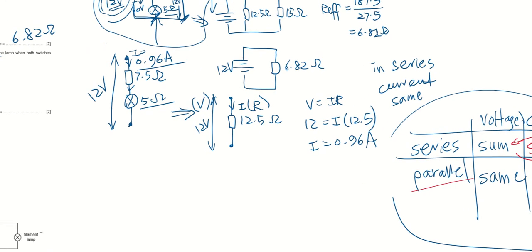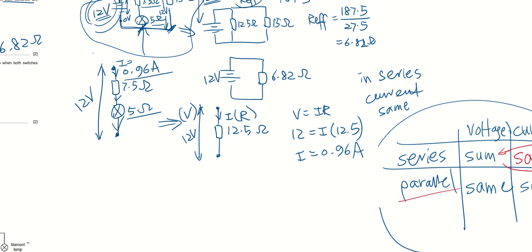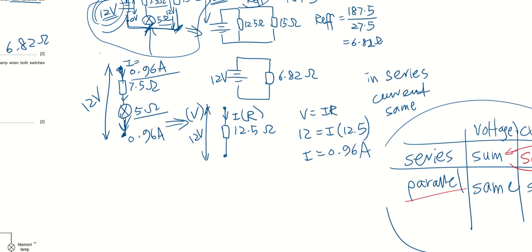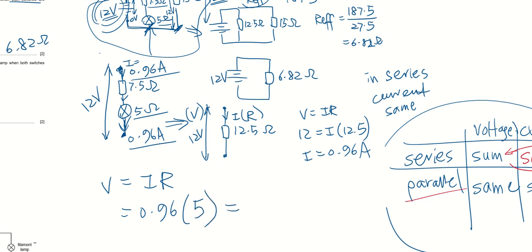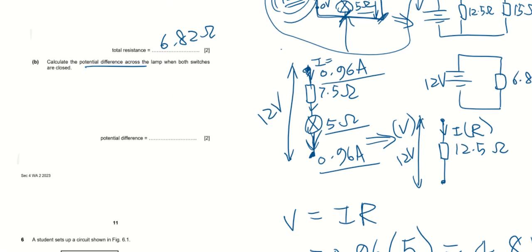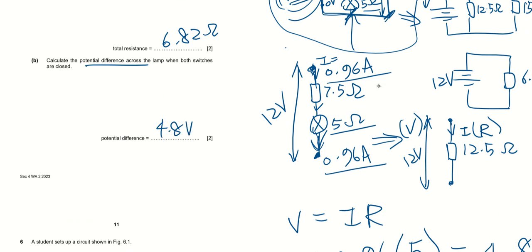So I also know that the current flowing through this 5 ohm is 0.96 because they are connected in series. There's only one path flowing from here to here. Using V equals IR, the current is 0.96 and the resistance is 5. Therefore, I will get a value of 4.8 volts. So the answer for this is 4.8 volts across the lamp.